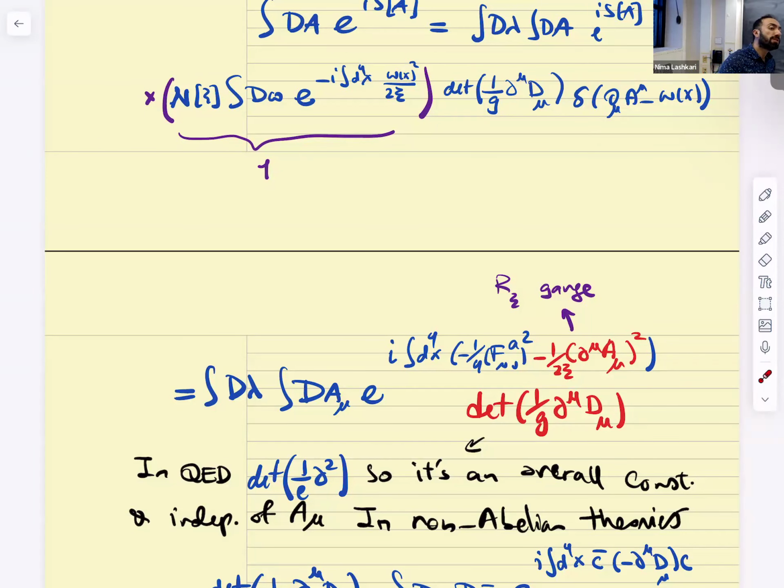Do you remember what the point of the R_xi gauge was? Why is it nice? Exactly. So to be able to invert this, right?